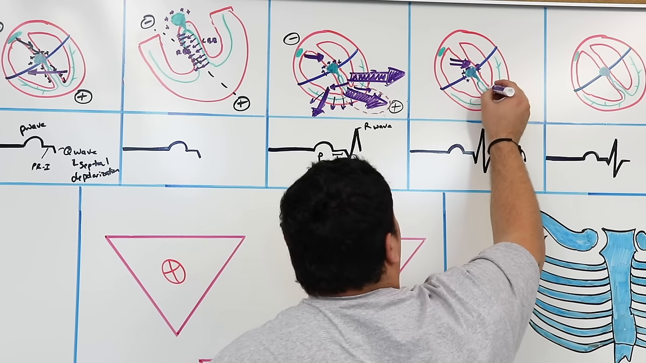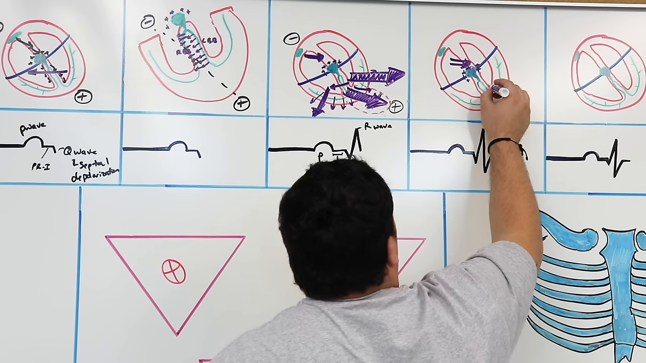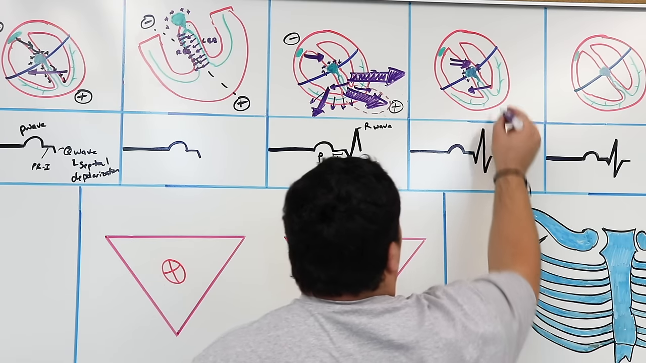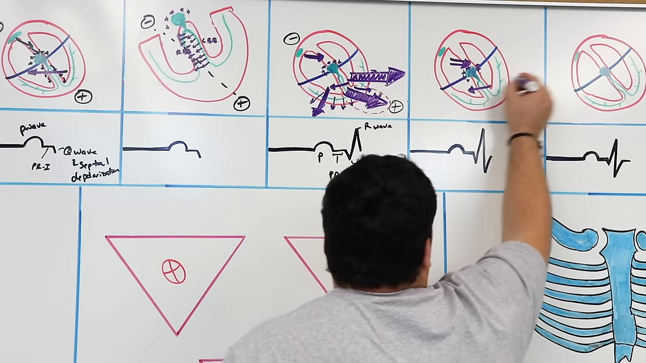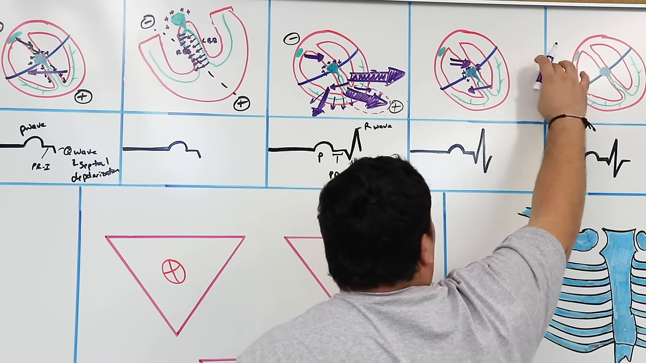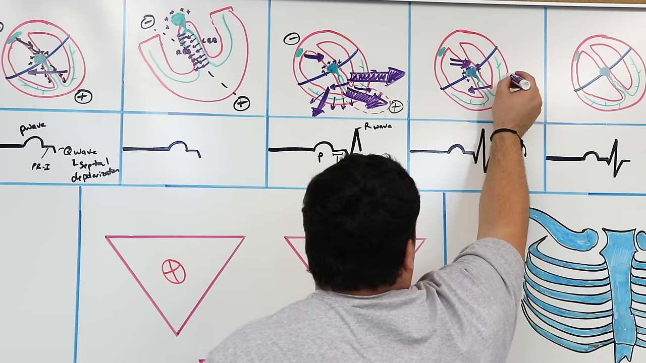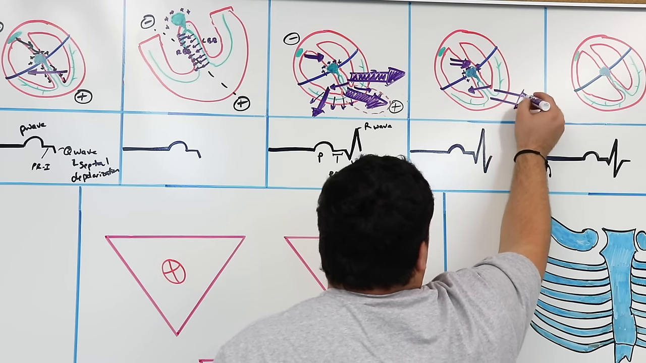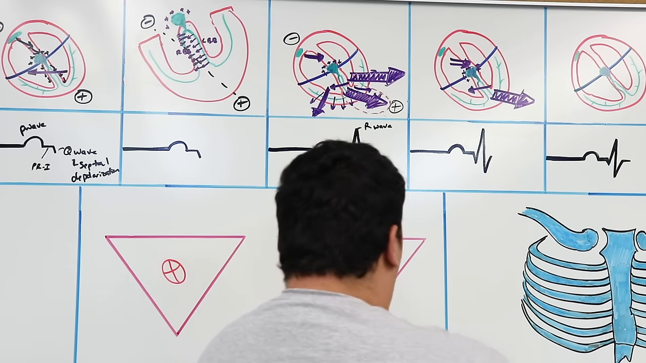Okay? Then the net vector from the left bundle branch stimulating the septum is going to be moving to the right and slightly upwards. Then you're going to have a right vector coming to the right ventricular myocardium. The left ventricular myocardium is going to be a larger vector. When you sum the two up and get your resulting vector, because the left is larger than the right, it's going to be pointing downwards and slightly leftward. Okay, let's keep going.